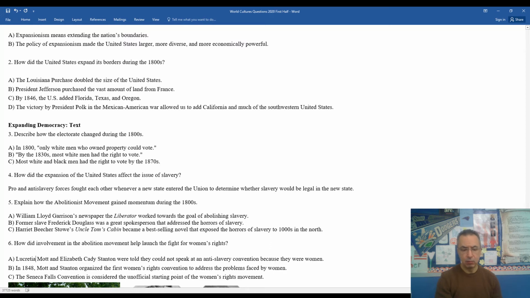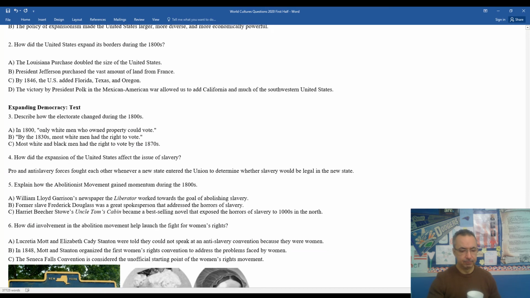Harriet Beecher Stowe's book, Uncle Tom's Cabin, became a best-selling novel. This exposed the horrors of slavery to thousands in the North who had no idea of what was really going on in the South. And remember, the media was so limited during that period of time that transportation was somewhat limited as well. So most people had not traveled outside the North, so they were isolated from the ongoing horrors of slavery in the South.